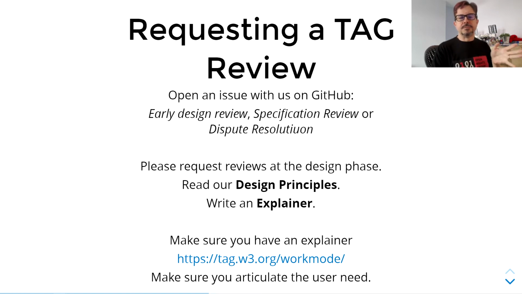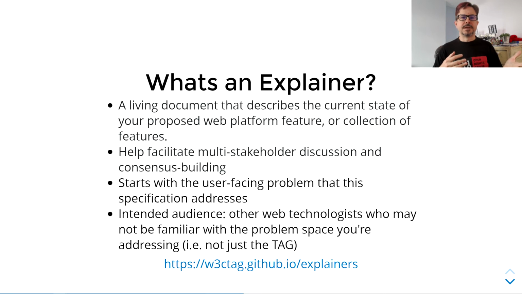And I just wanted to briefly talk a little bit more about what is an explainer, because this is a topic that comes up a lot, and it's something that I think some groups have had a little bit of confusion about. So first of all, an explainer is a living document. It's not the spec itself. It's a living document that describes the current state of your proposed web platform feature or a collection of features. It helps to facilitate multi-stakeholder discussion. So the TAG is one of those stakeholders, but it's not the only stakeholder, and consensus building. So it's something that you can send to people to help explain what it is that you're working on.